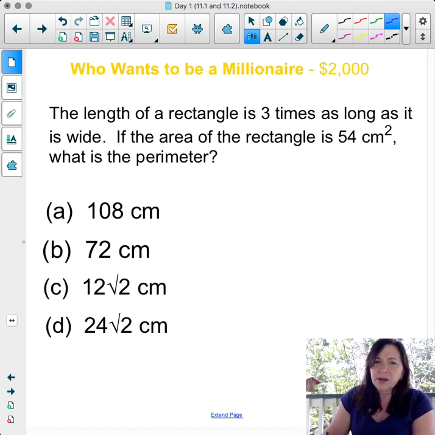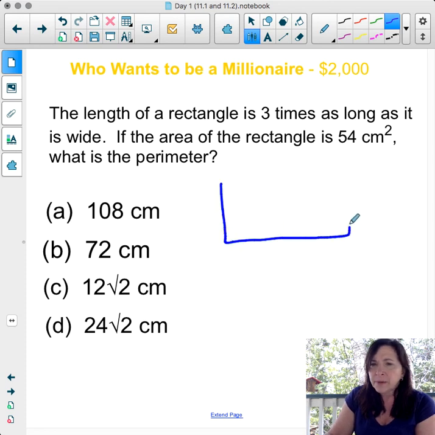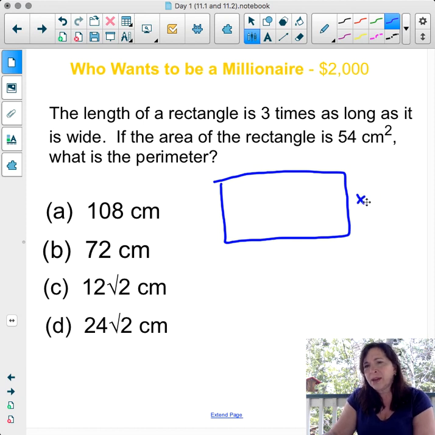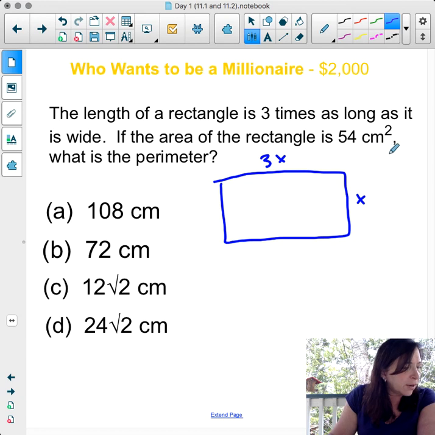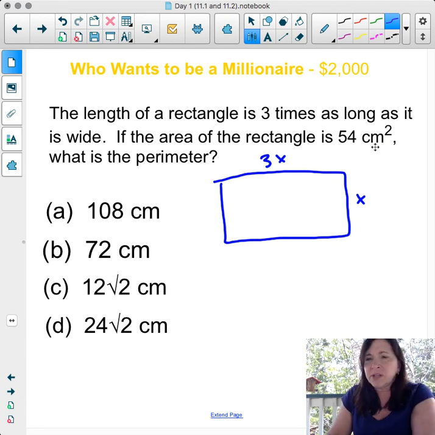For this one right here, you have to find the length of a rectangle that's 3 times as long as it is wide. So for this problem here, let's make a rectangle, okay? And we know that it's 3 times, so we don't know how wide it is. We'll call that x. But I know that it's 3 times as long as it is wide. But we know that the area is 54 centimeters squared. So if the area is 54 centimeters squared, we want to find the perimeter.